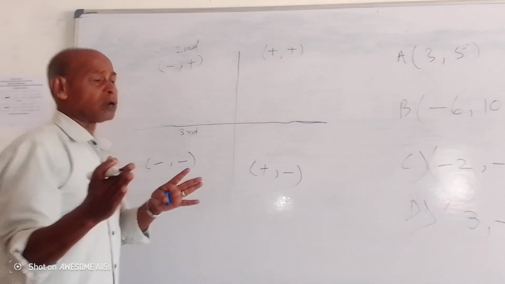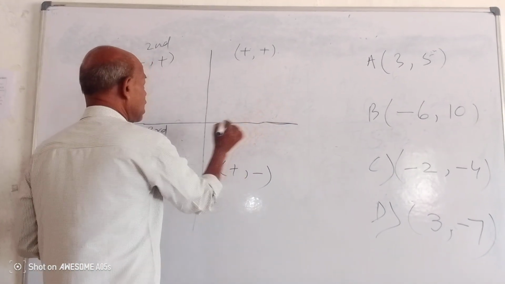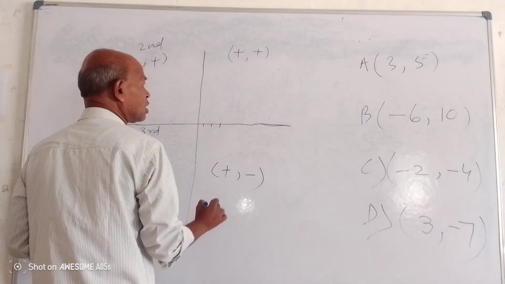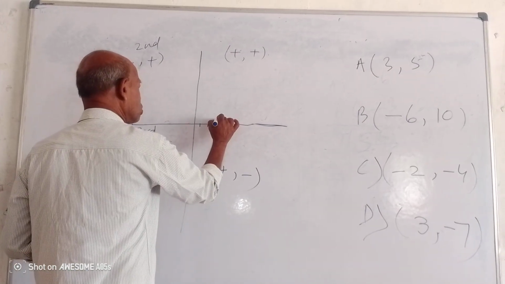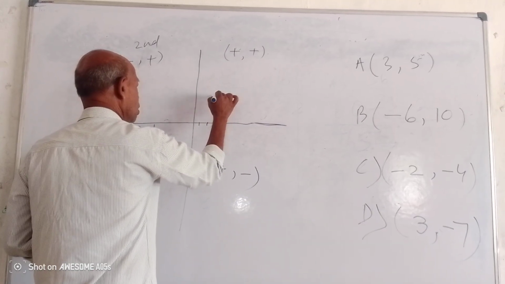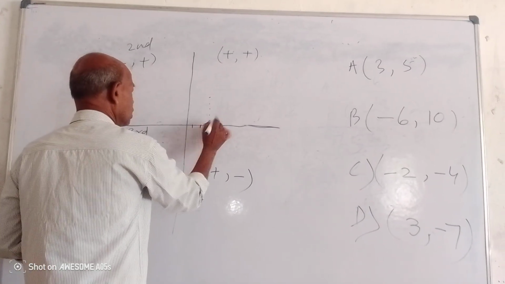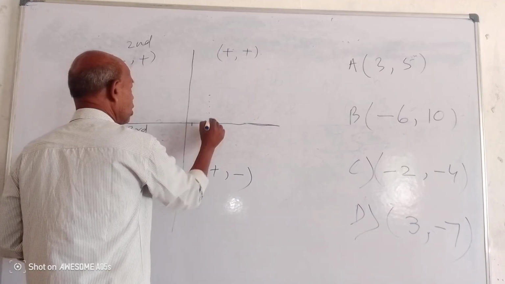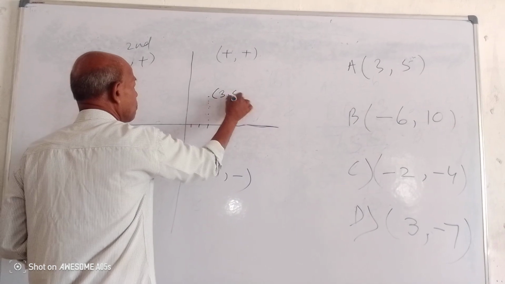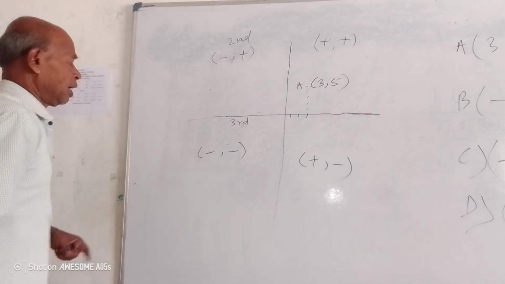Let's say A (3, 5). The x coordinate is 3, so 1, 2, 3, I will go 3 units. Then I will move 5 units: 1, 2, 3, 4, 5. These units will be the same. This will be the point (3, 5), and this point will be your A.